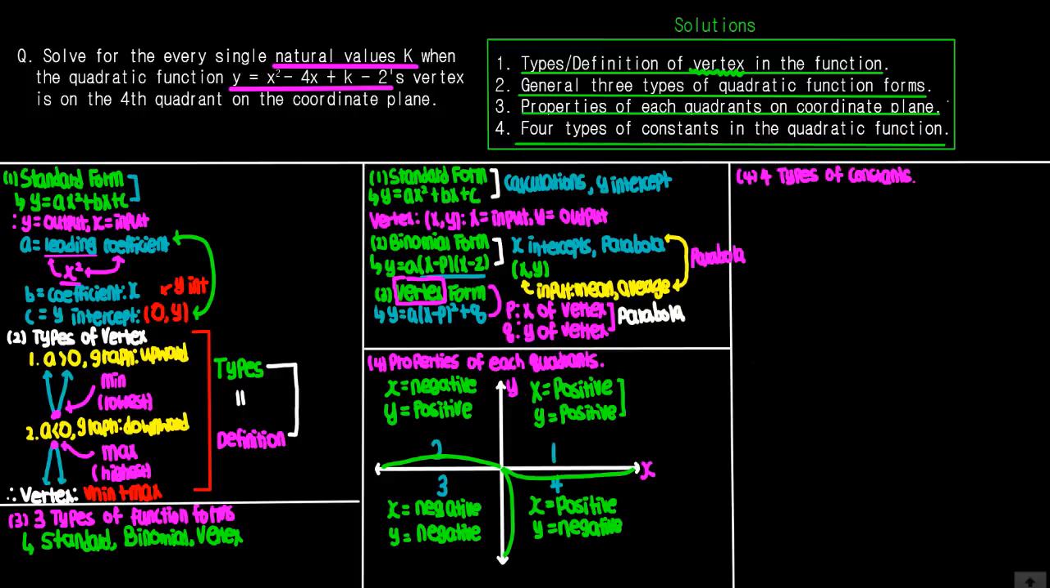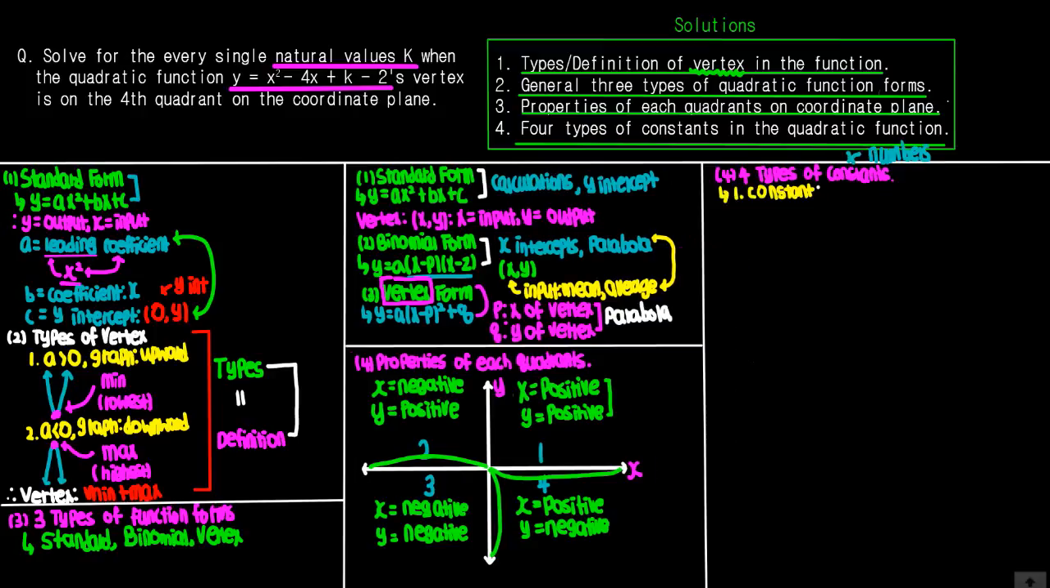Lastly, let's think about the last solution to approach this question, the 4 types of constants in the quadratic function. If you think about what a constant means, it is every kind of number that doesn't change, unlike the variables. So there are 4 types of constants that we use in the quadratic function. The first is the constant, which is just a number. It can be any number, including decimals, fractions, or natural numbers.